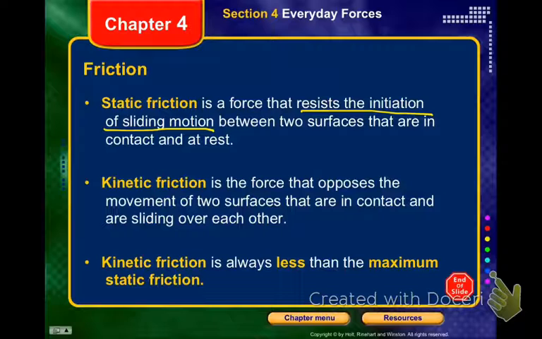What does the word kinetic mean? It means movement. So once your two objects are actually moving against each other, a tire against the road, you rolling your pencil across the desk, after there's already motion involved, it's the force that's going to oppose the movement that is already there of your two surfaces that are sliding over each other. And it tells you in that last bullet point that kinetic friction is always less than your maximum static friction.